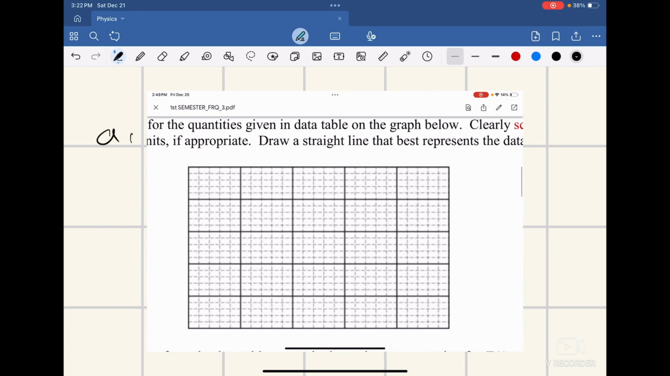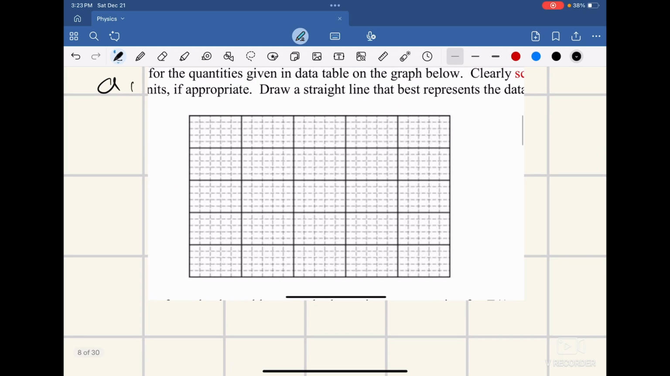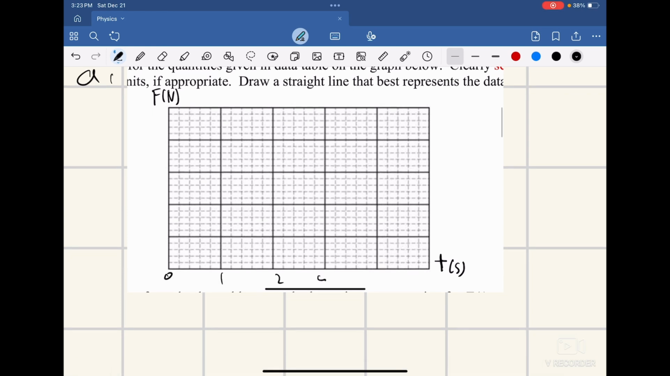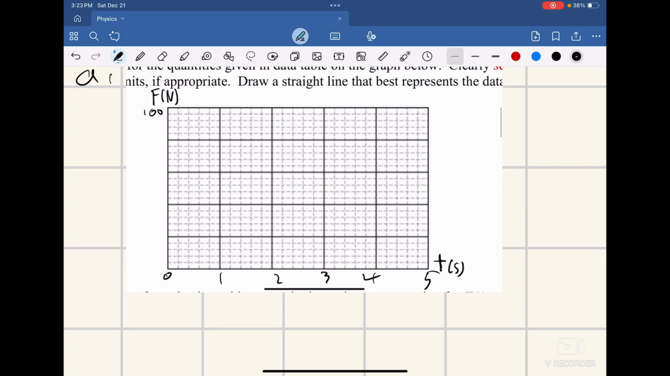We're asked to graph below the table above. So we are given the two values Fn and t. For Fn, we're going to put it on the y-axis and t on the x-axis, and the reason is that the force is determined by the time in seconds. Then we can just do 0, 1, 2, 3, 4, 5 because it is evenly separated, and at 0 it is 100.